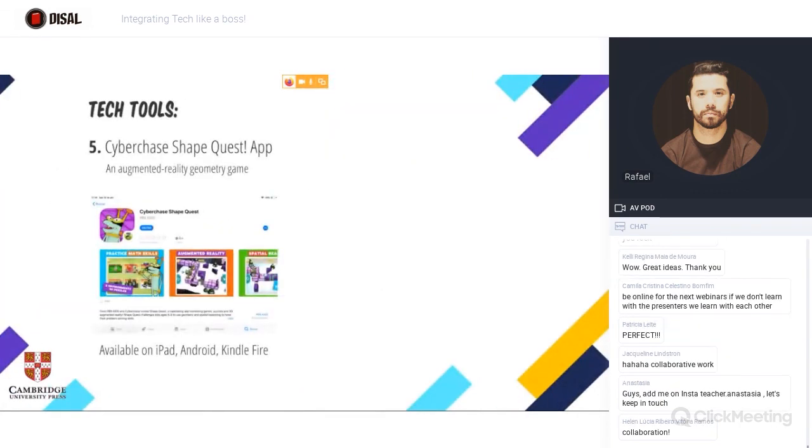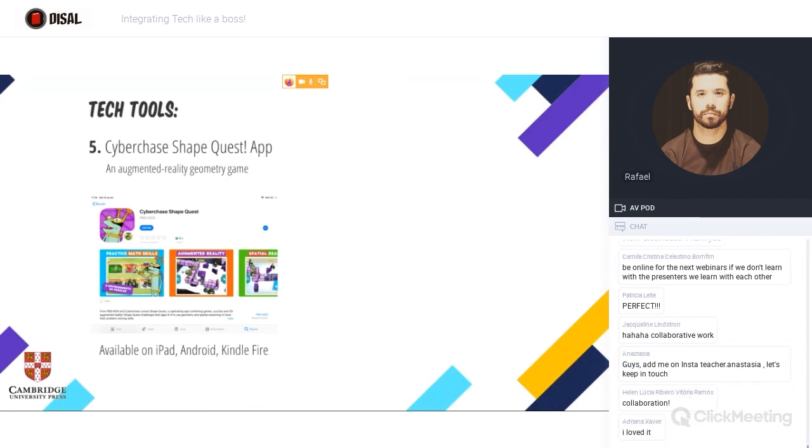My example number 5 is actually an app, the Cyber Chase Shape Quest app. I have to tell you that I came across this game when I was in charge of delivering a training session on mathematics, and I had to add this to my list.